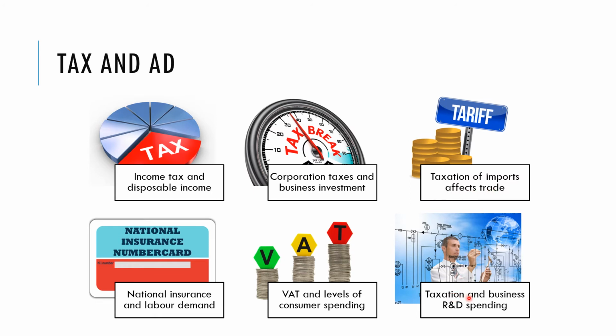Taxation and business research and development spending, higher levels of corporation tax might lead to lower levels of spending on research and development. High levels of VAT might reduce levels of consumer spending. National insurance and an increase in national insurance contributions might lead to a lower demand for labour. So we can make a lot of links between changes in different types of tax and the impacts that they might have on aggregate demand.